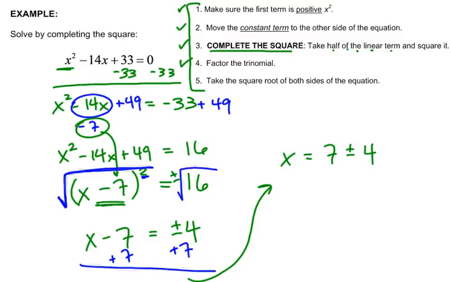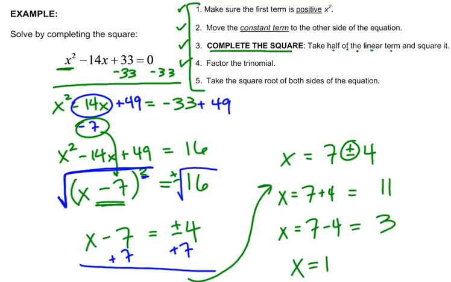4. So we take that and break it down. That means basically x is equal to 7 plus 4, and x is equal to 7 minus 4. Remember, this sign basically just means both operations are there, plus and minus. So 7 plus 4 is 11, 7 minus 4 is 3, and we finish with our answer of x is equal to 11 or 3.